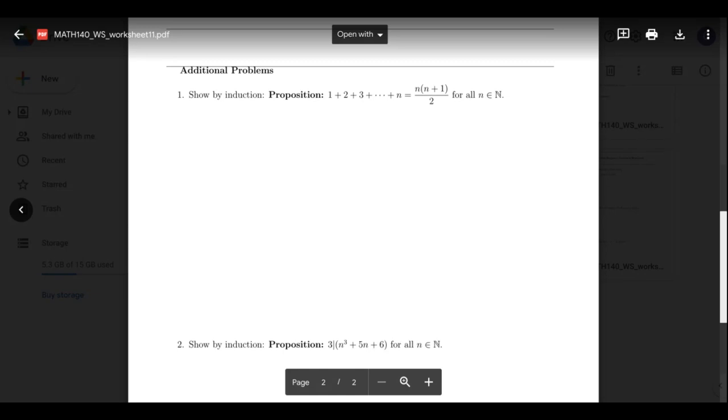Before P of n, you have to say assume P of n is true. You write down the equation. Then you use the equation to prove P of n plus 1.